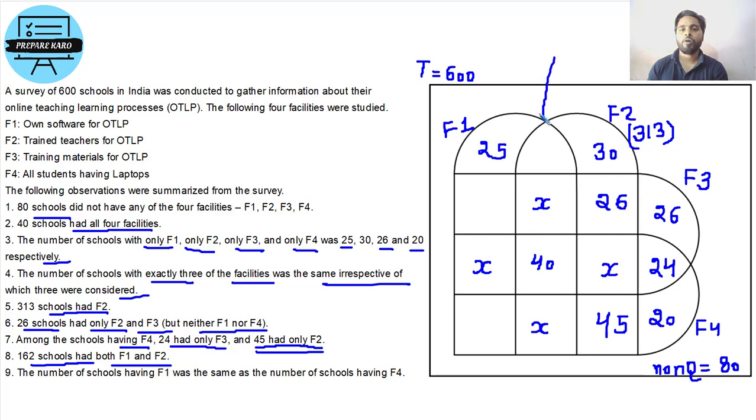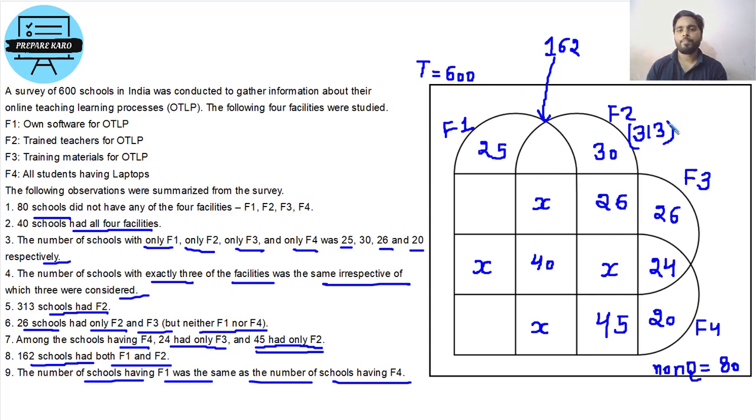Now, as of now, I'm noting it like this. This is 160. Okay. Next, the number of schools having F1 was the same as the number of schools having F4. Total of F1 and total of F4 are same. Okay, fine. Now, let's first utilize this information 162.